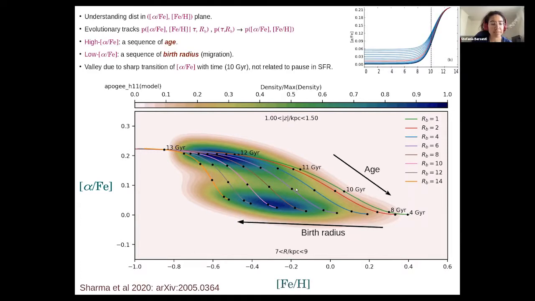Okay, and what you see here is the dots denote the different time intervals. The high alpha sequence, which is the sequence over here, is basically a sequence of age of stars born in the inner disk, while the low alpha sequence is basically a sequence of different birth radius. And the valley out here is basically due to the sharp transition of alpha with time, and it has nothing to do with a pause in star formation rate.